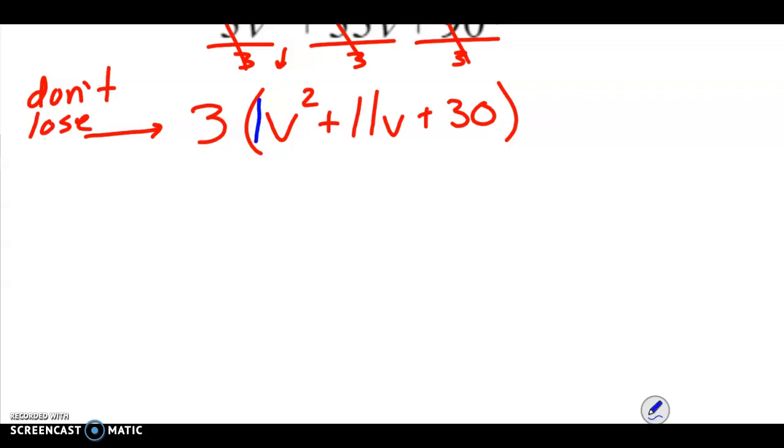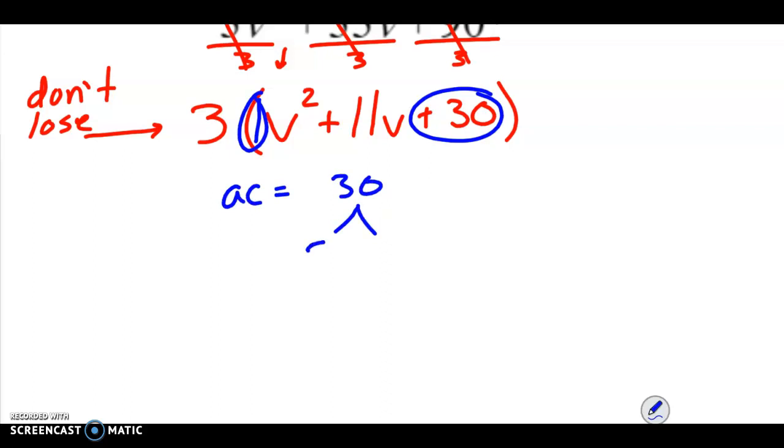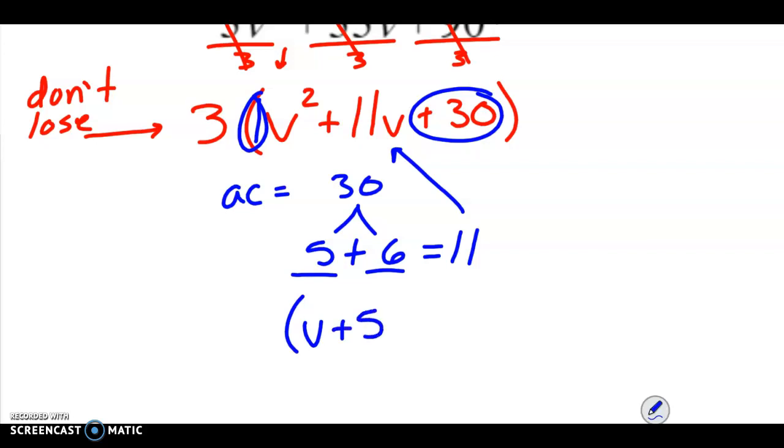I have a 1 and a 30. So my AC is 30, and I need to find two factors that will multiply to 30 and add to 11. So 5 times 6, and when I add them, that gives me 11. And then if you remember from yesterday, these are the two numbers that make up those binomials. So then I've got v plus 5 and v plus 6.